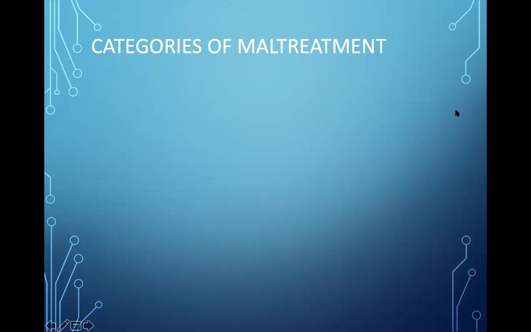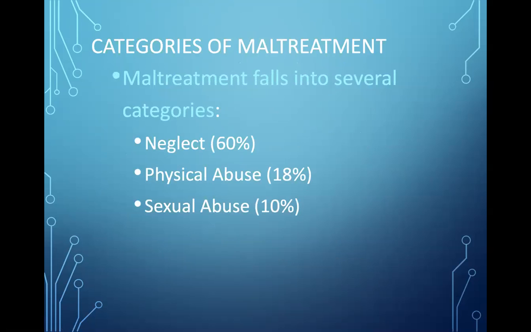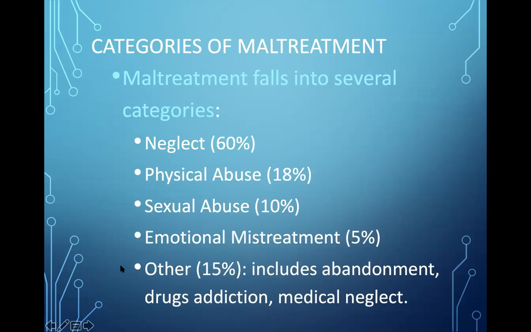And there are categories of maltreatment. In neglect, 60%. Physical abuse, 18%. Sexual abuse, 10%. Emotional mistreatment, 5%. Others, 15%, which can include abandonment, drug addiction, and medical neglect.